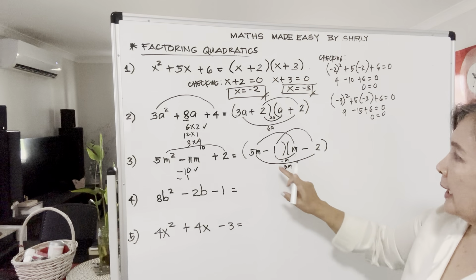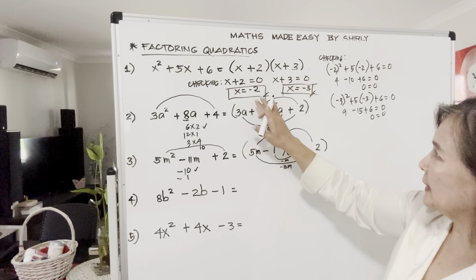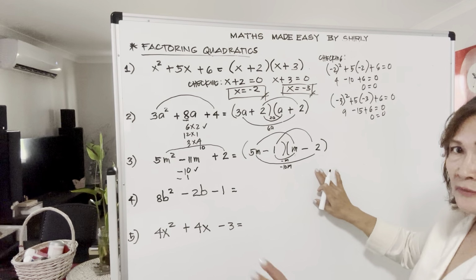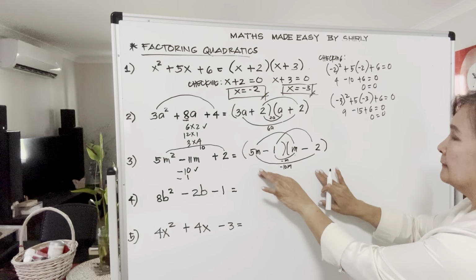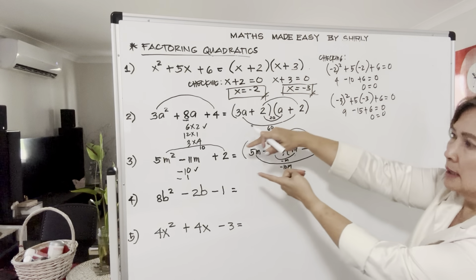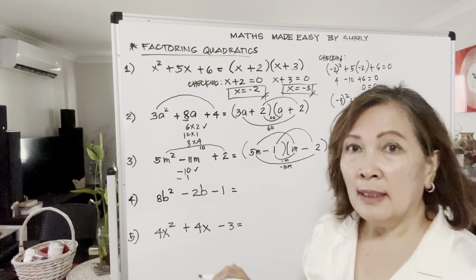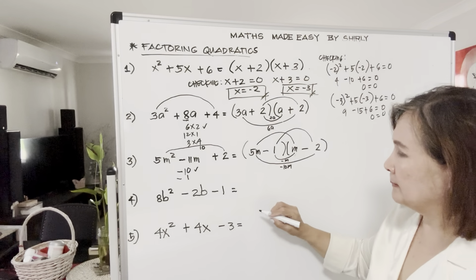Again, to check this, simply equate each binomial factor to 0 to find the value of x. To further check whether your value of x is correct, you just substitute it to the original equation. Let's move to the next problem.